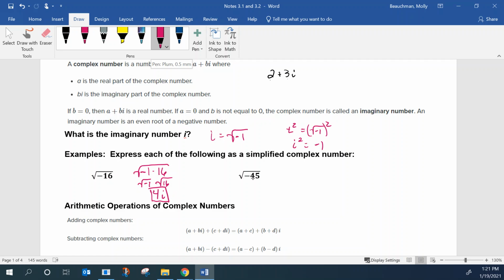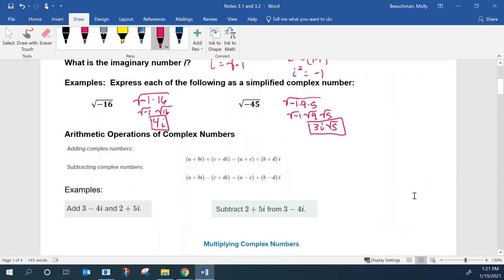Now if we want to take the square root of -45, we know we're going to have the square root of -1. Then we simplify the square root. 45 is not a perfect square, but 9 is a factor. So that's -1 times 9 times 5. That's the square root of -1 times the square root of 9 times the square root of 5. The square root of 9 is 3, and the square root of -1 is i. So that gives us 3i times the square root of 5. These will come up when you're solving quadratics with the quadratic formula.